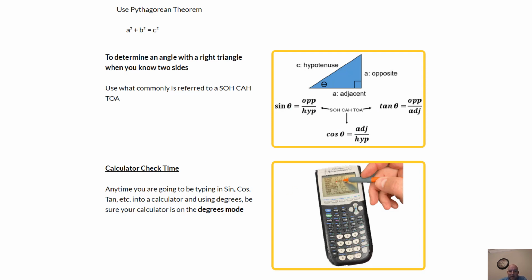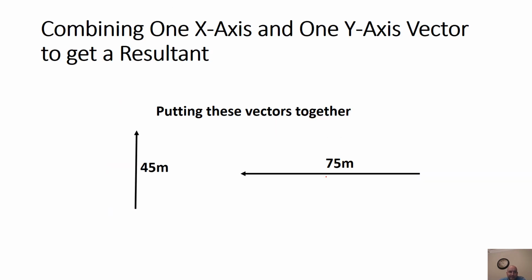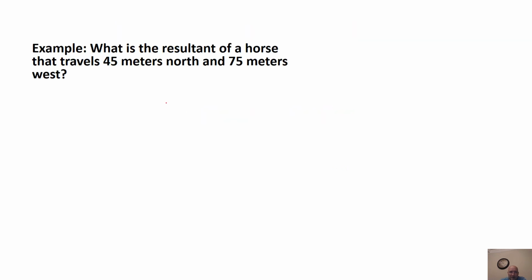Then just double check your calculator: if you click on mode, you should be in degrees. You can't really see it from here, but once you click mode on your calculator, it's usually radians or degrees. You want to make sure you're in degrees, because we're going to deal with degree problems here. So for the basic problems, we're taking 45 meters north and putting it together with 75 meters west. It can be phrased like this: what is the resultant of a horse that travels 45 meters north and 75 meters west?